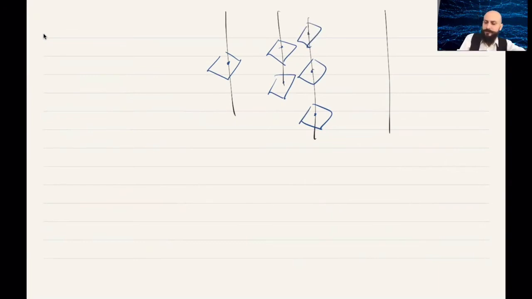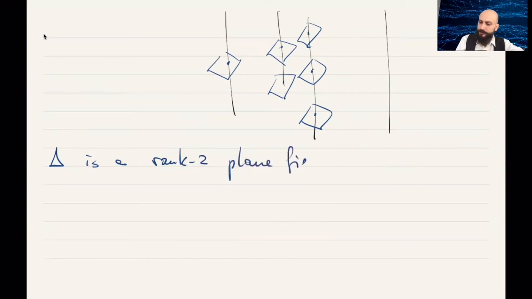Okay, so let's write that. So geometrically, delta is a rank 2 plane field on R3. Okay, so now we want to put a metric on each of these planes. Namely, we want to say how long are vectors that are tangent to this plane field. Now we do like this.